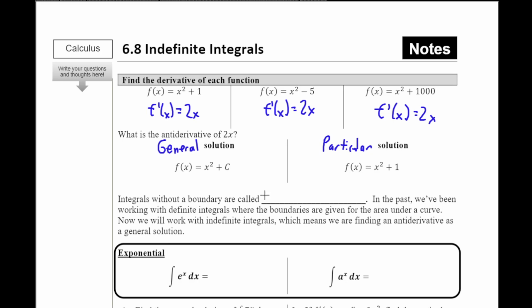Integrals without a lower and without an upper bound are called indefinite integrals. In the past, we've been working with definite integrals, where the boundaries are given for the area under a curve. Now we're going to work with indefinite integrals, which just means we are finding an antiderivative as a general solution.